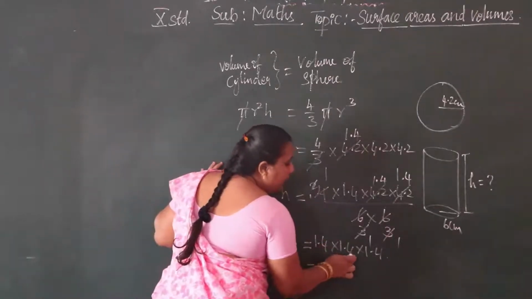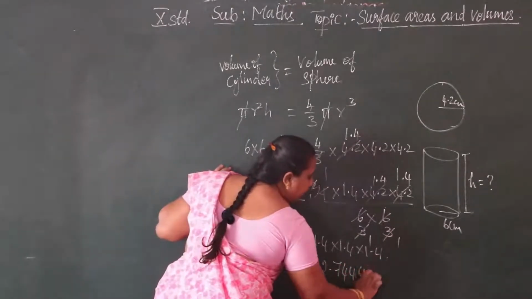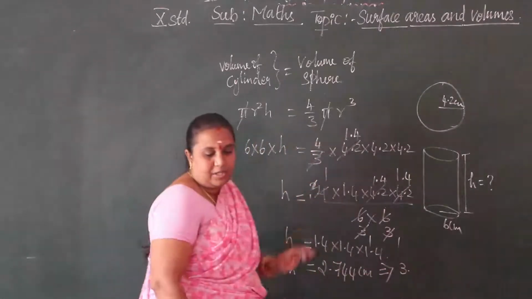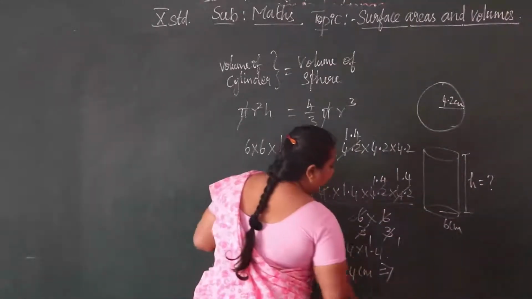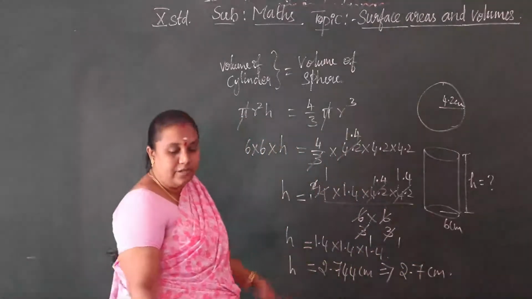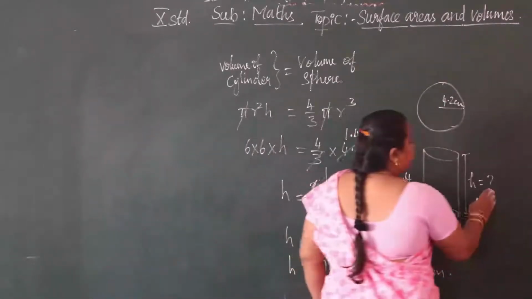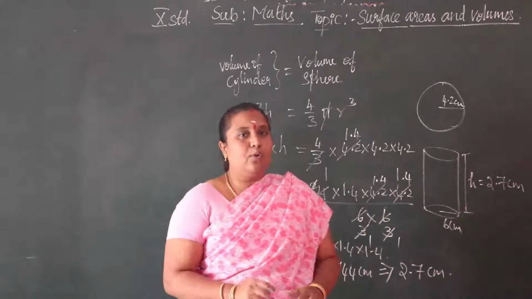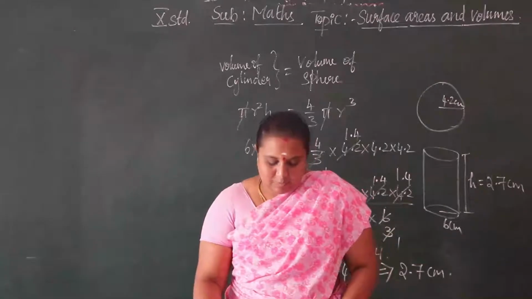So 1.4 into 1.4 into 1.4 gives 2.744 centimeter. This we have to round off to 2.7 centimeter, or approximately we can say it is 3 centimeter. Or otherwise we can say h equals 2.7 centimeter. We have to compare these two shapes. Understood, children? Let us see one more problem in this.